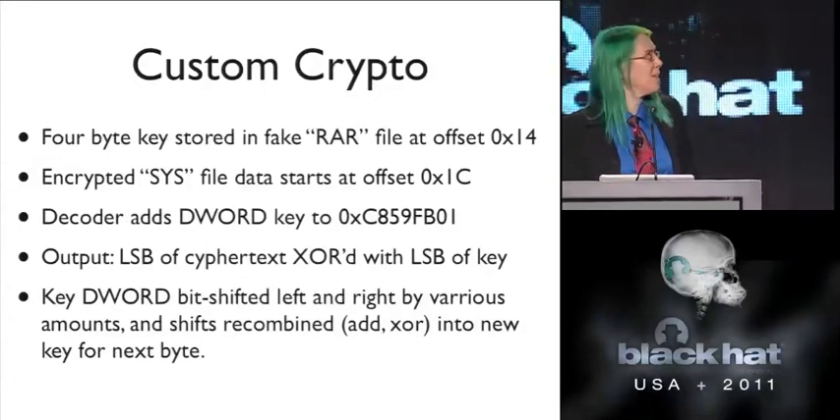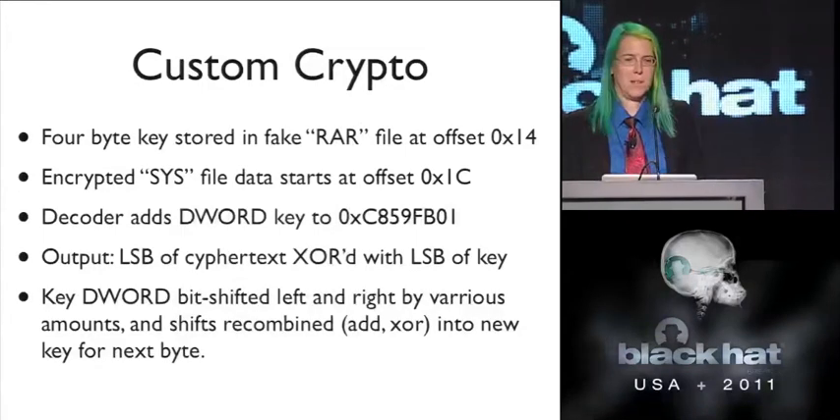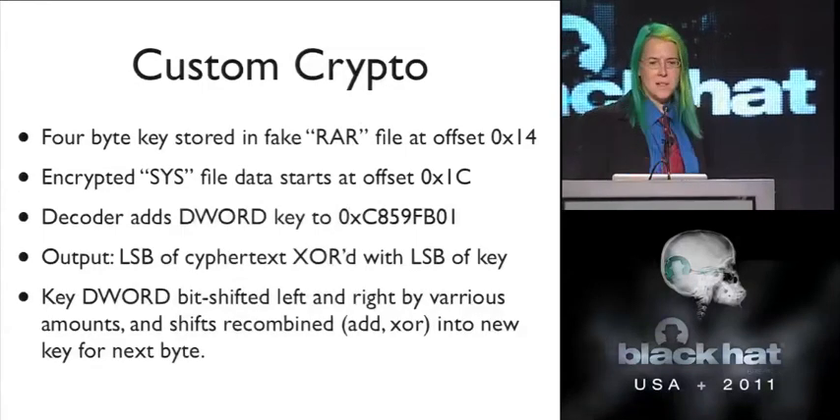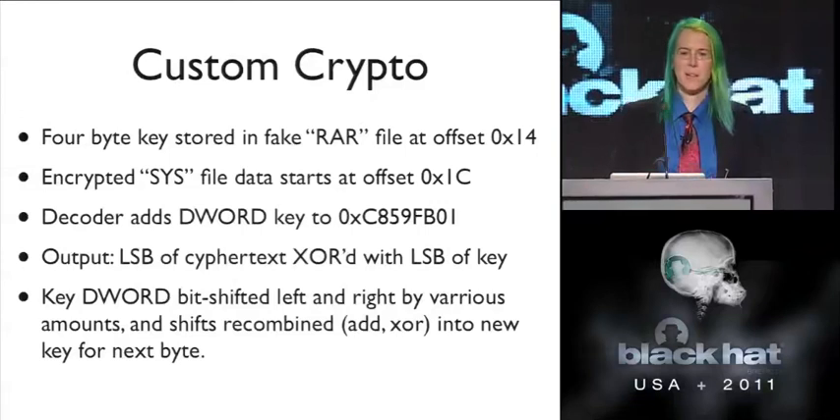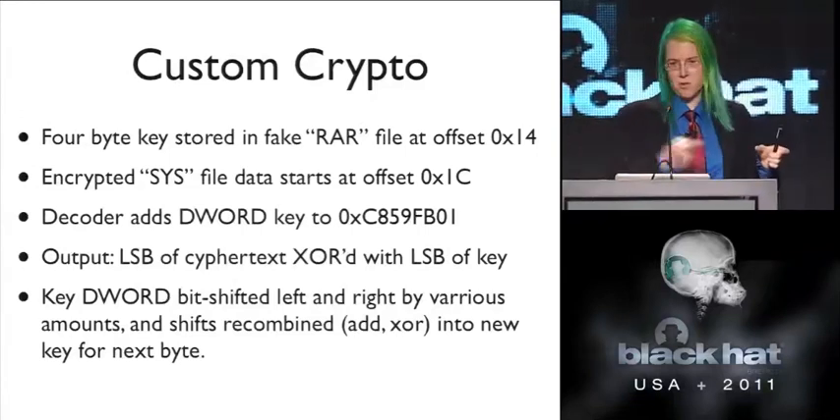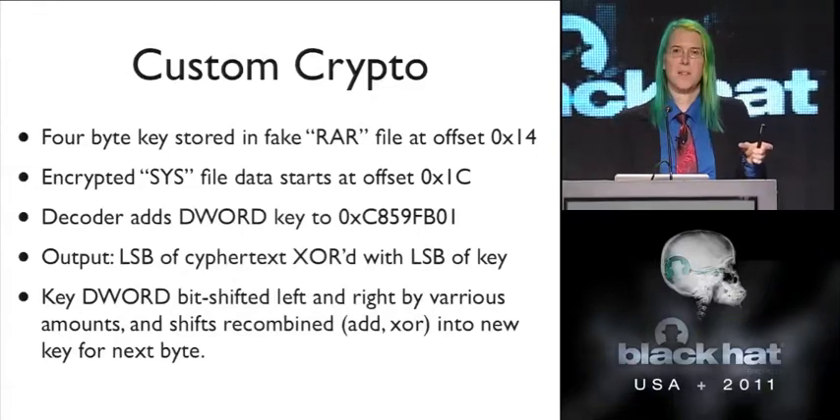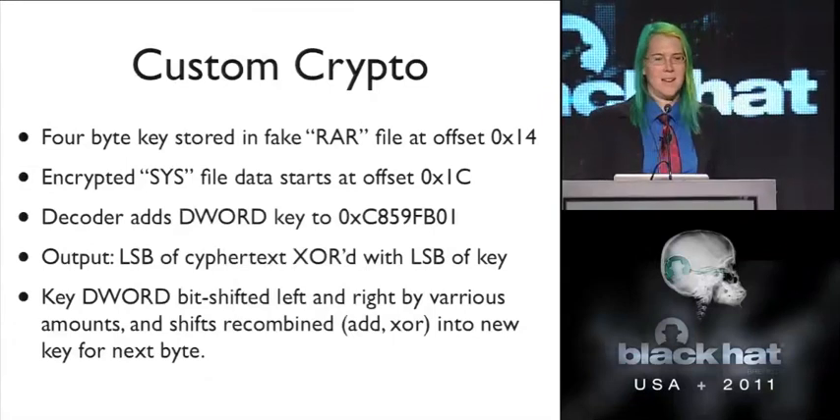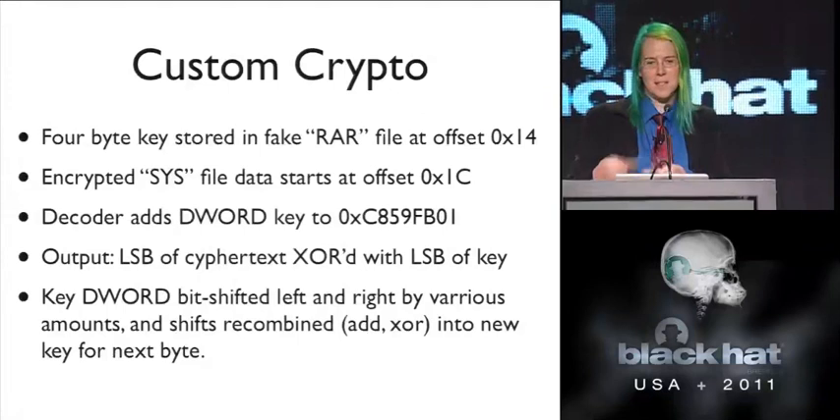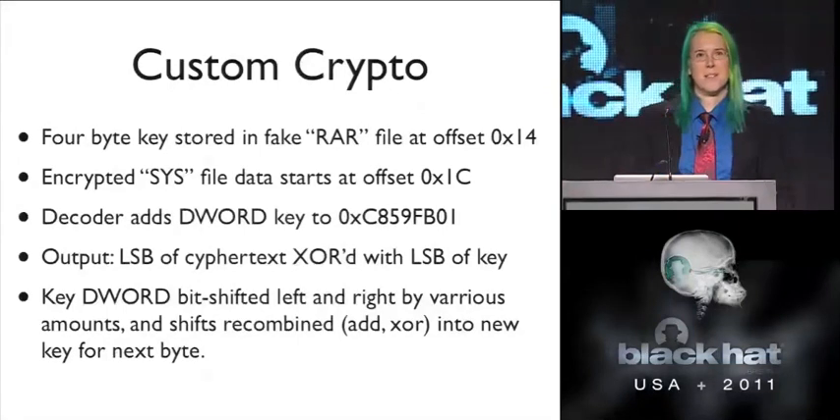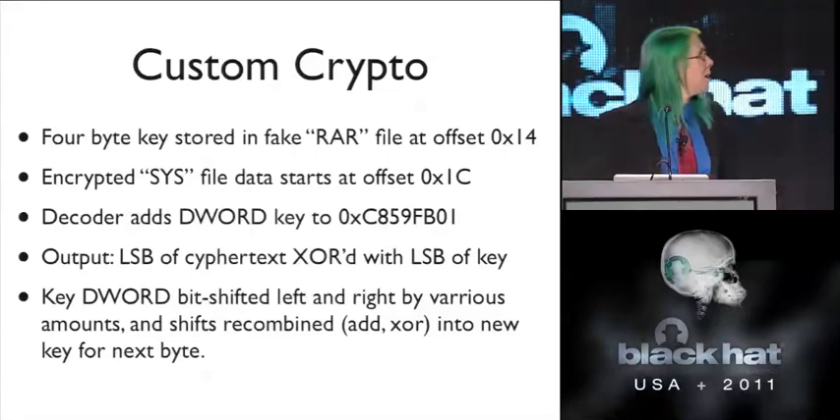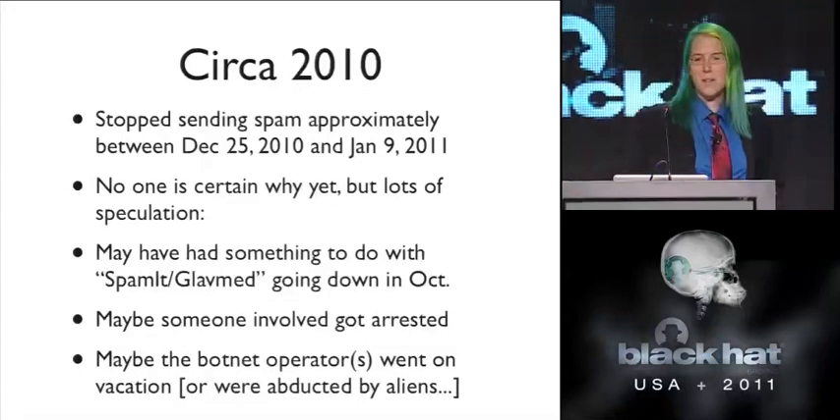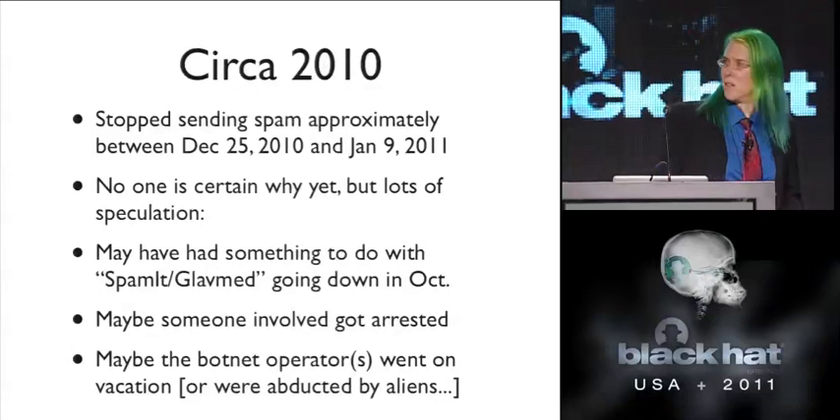Basically, it's a 4-byte key, and you do some math on it. You add it with a constant, and then you take the least significant byte of the key and XOR it with the least significant byte of the encoded data, and that's your output byte. Then the 4-byte key is just permuted in various ways to essentially get the next byte for the stream. Anyway, so I think that was about 2009, I guess.